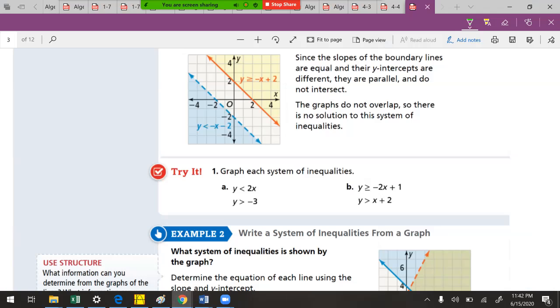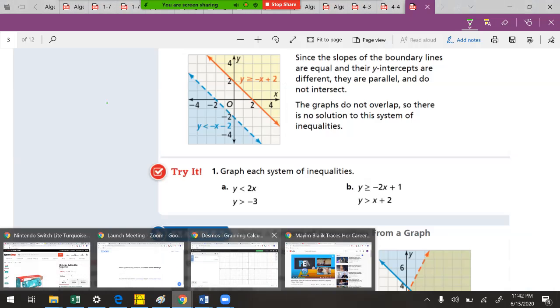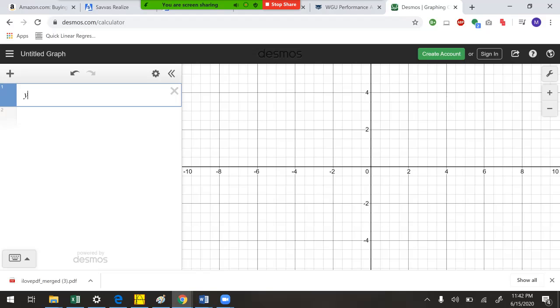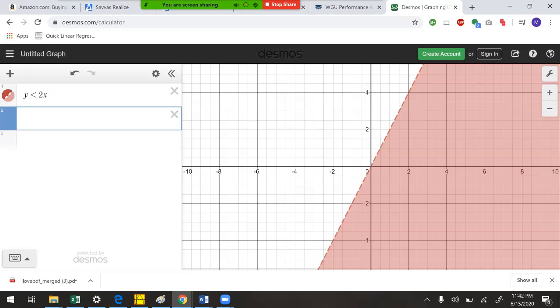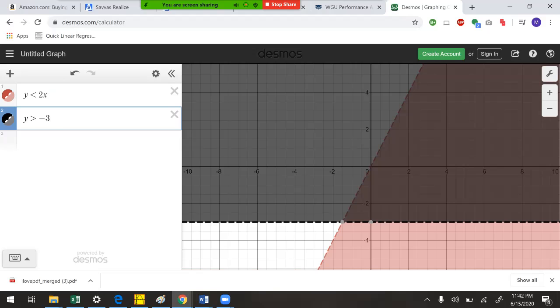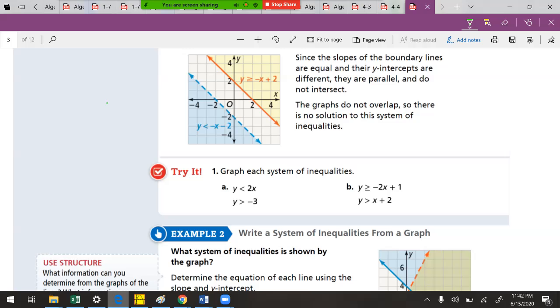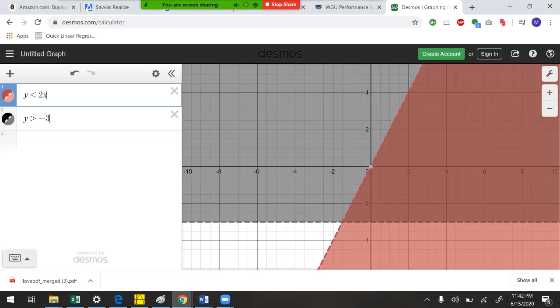Okay, so y is less than 2x. And then y greater than -3. Notice how this right here is my solution, where the black and the red are intersecting. So that is what I am shading all together. Very important.